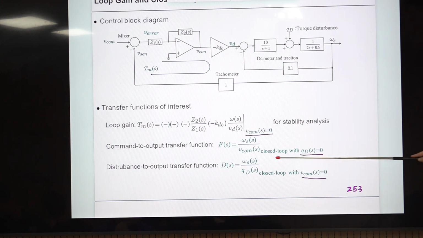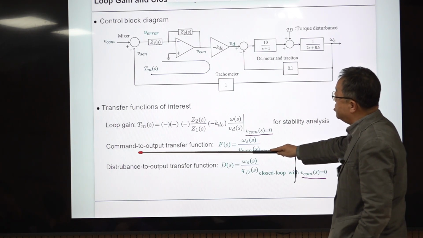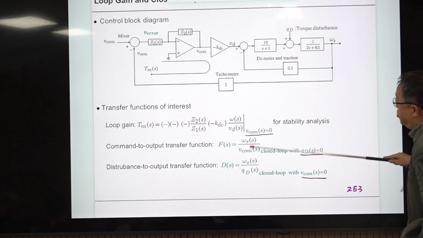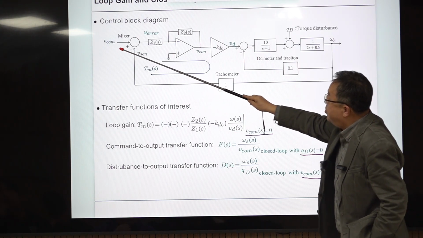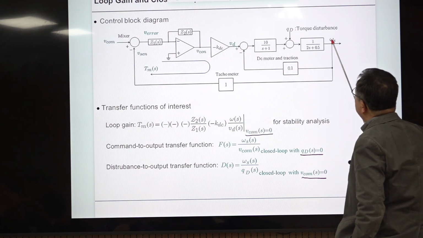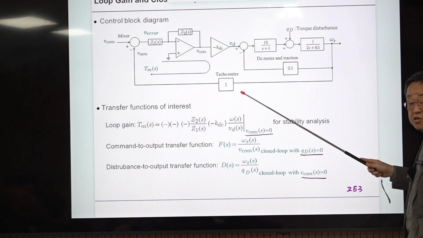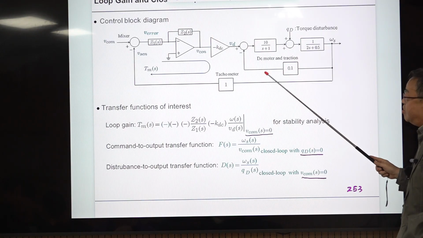Something else is this one. This is the command to output transfer function. The command to output transfer function is the transfer function from here to there with this torque disturbance being 0. Okay, this is a linear system. We are assuming this is a linear system.